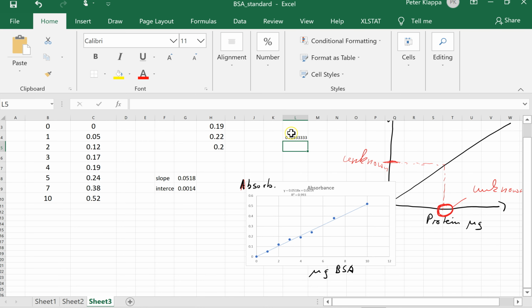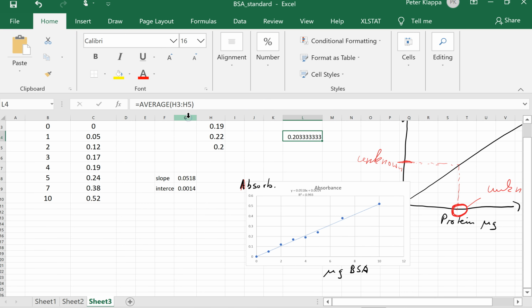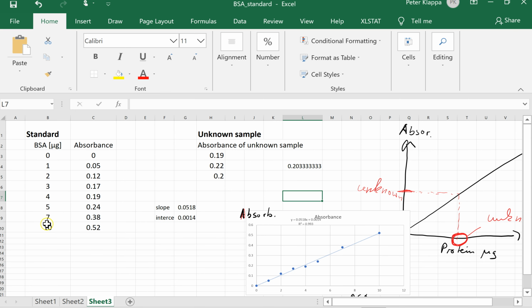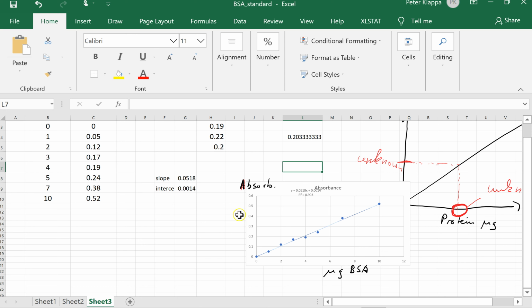Okay, so that is our average. And again, let me make this a little bit larger here. So what we can say now is basically we have an absorbance of 0.2. So what does that actually equate to here? So what protein amount from our standard does 0.22 equate to? So we can see it's probably a little bit above 4 micrograms. So how can we actually calculate that?